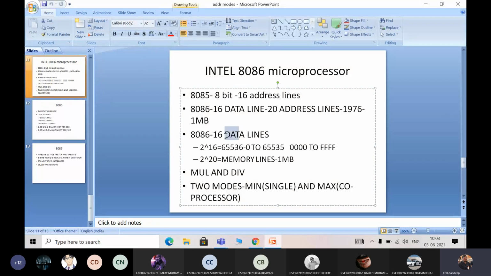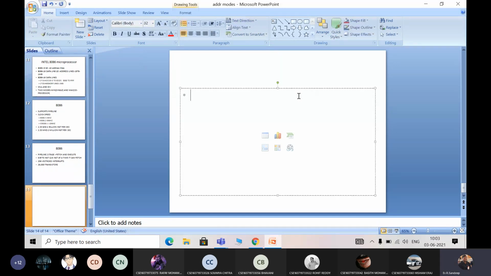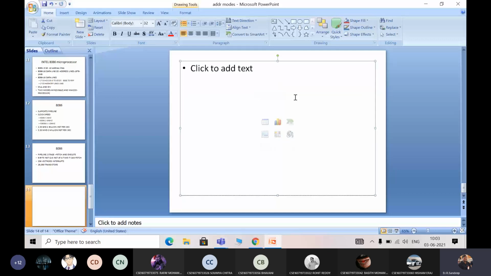So if it is having 16 data lines, so for example take any of the microprocessor. Are you able to see the screen? Are you able to see the screen? Yes, sir. Suppose if you take any microprocessor which is having 4 bits.